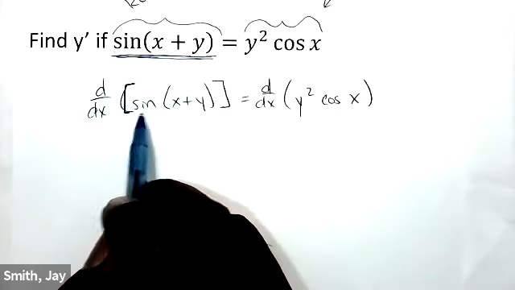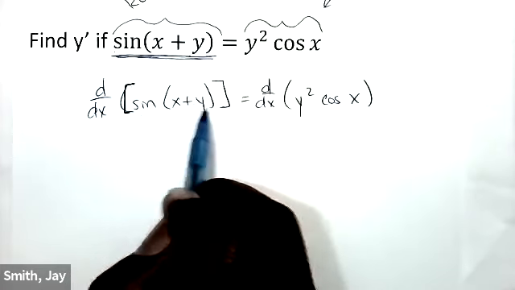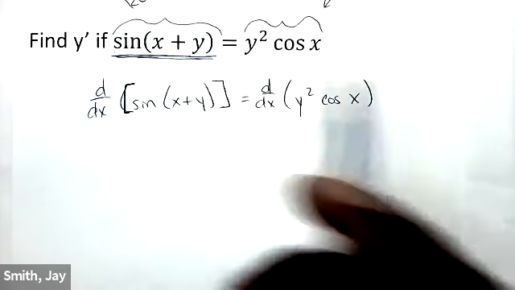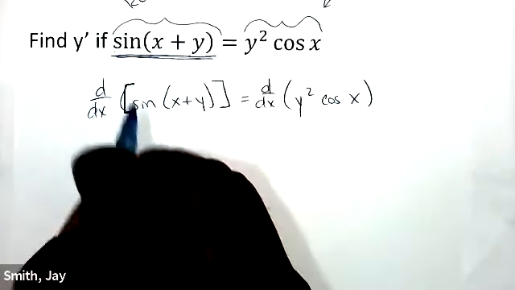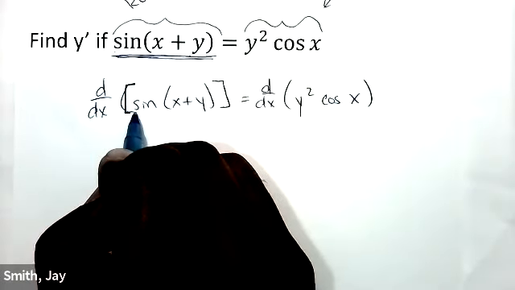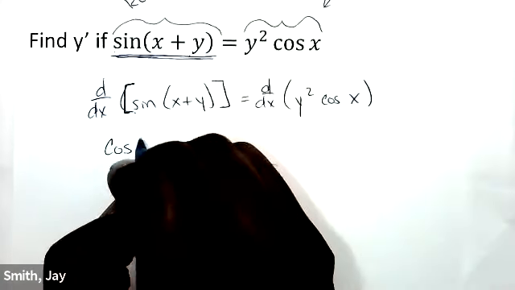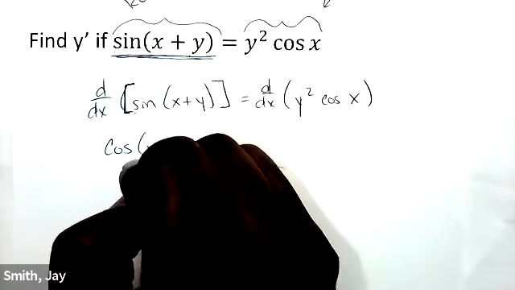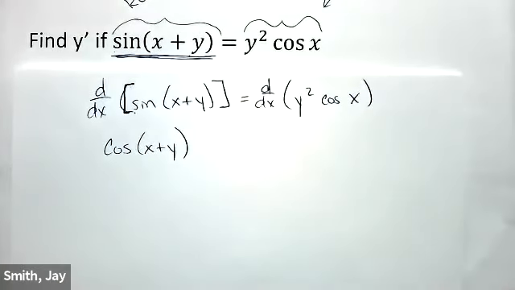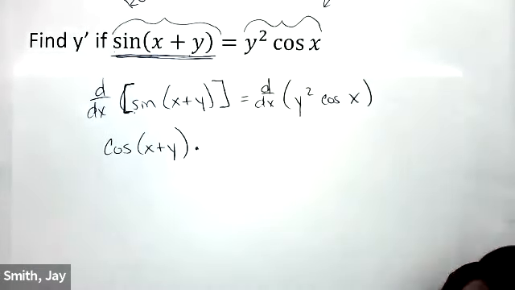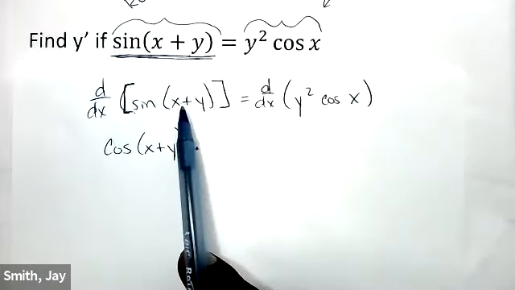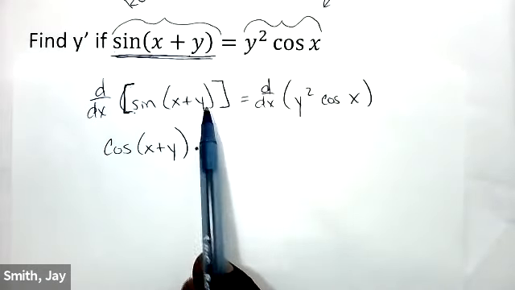On the left-hand side, the inner function was x plus y. My outer function, sine x. That shorthand definition of the chain rule: derivative of the outer function at the inner function. Derivative of sine, cosine, at the inner function means what was inside the parentheses. It's going to go inside the parentheses again. So this is the derivative of the outer function at the inner function times the derivative of the inner function.